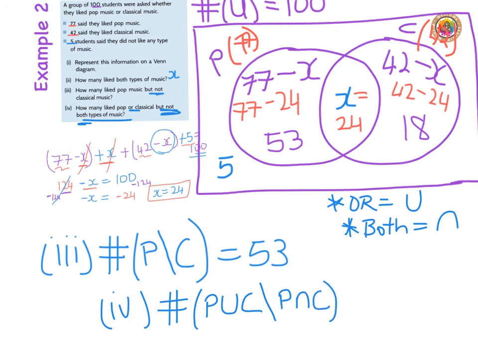So essentially what we're being asked is how many people like this bit, this bit and this bit is the whole union, the or, but not without this bit here in the middle. So that's just our pieces in purple, which is 53 plus 18, there we go, which is 71.